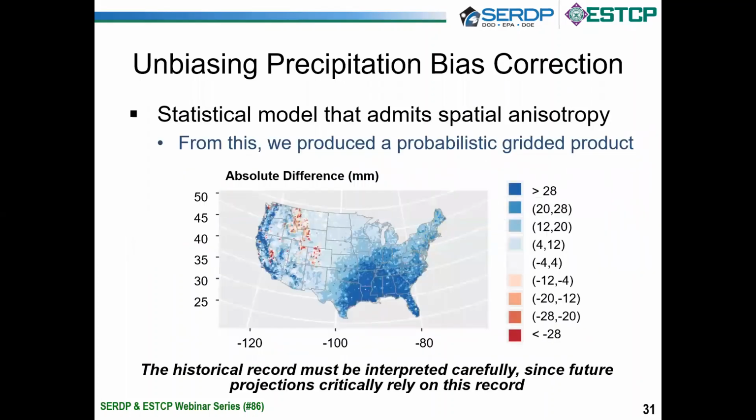And this actually has a geographic characteristic to it as well. This plot here shows that in the southeastern United States and in the coastal West, if we do not take into account spatial anisotropy for our gridding, we will underestimate the 20-year return value in daily precipitation by over 28 millimeters.